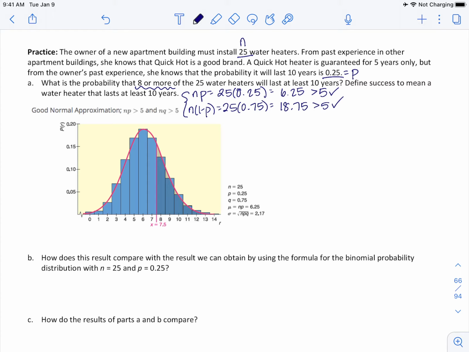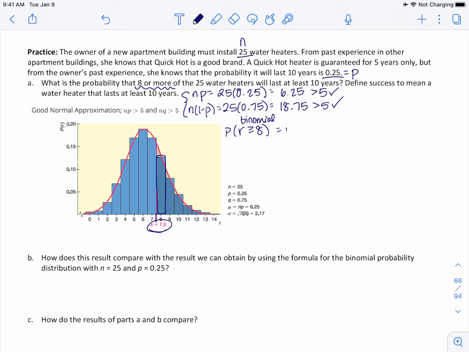So remember, we want the probability of 8 or more. So the probability that R is greater than or equal to 8, that's what it looks like for a binomial. So we need to figure out what this looks like for the normal approximation. Here's my bar where 8 occurs. And right here, x equals 7.5, that's the lower bound of the class that holds 8.